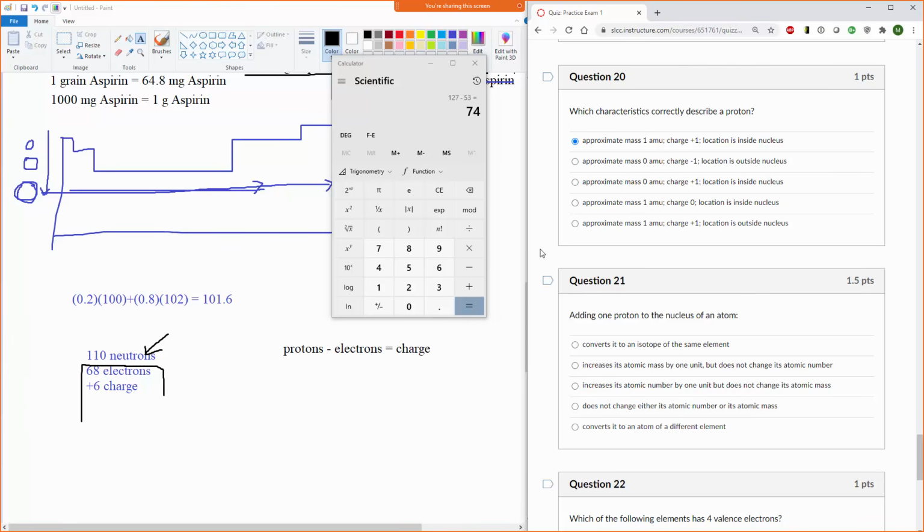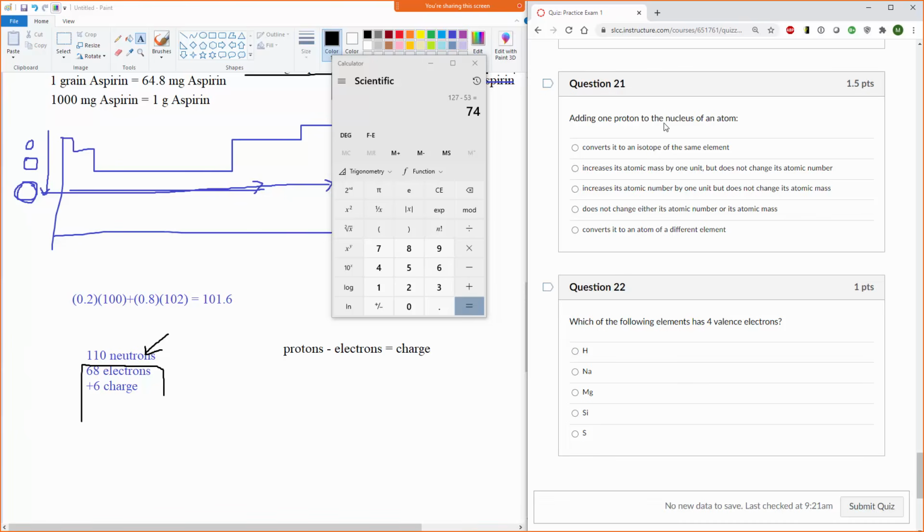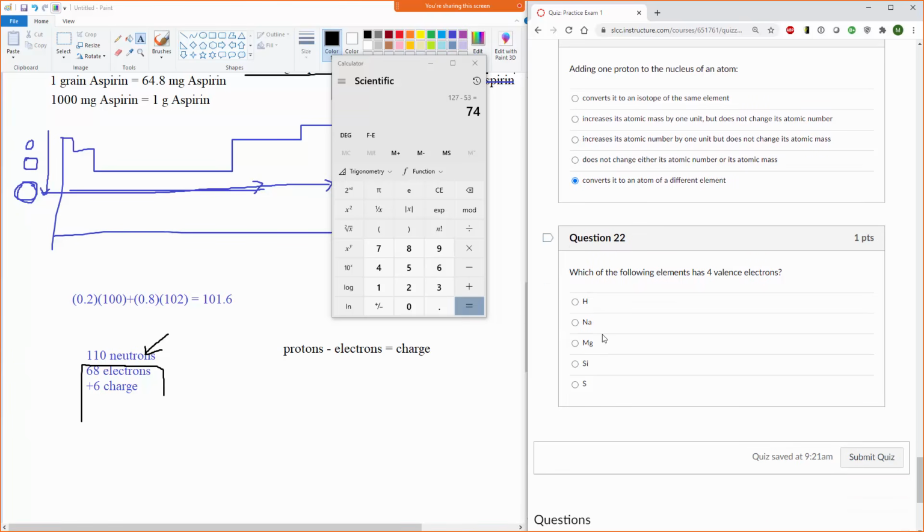Okay, good. All right, what happens if I add a proton to the nucleus of an atom? It makes it a different element. Yes. The number of protons is what defines individual elements. Good. Okay, which of the following elements has 4 valence electrons? Si, you just look at group 4 and you're done. Okay, that was pretty easy. Pretty straightforward.